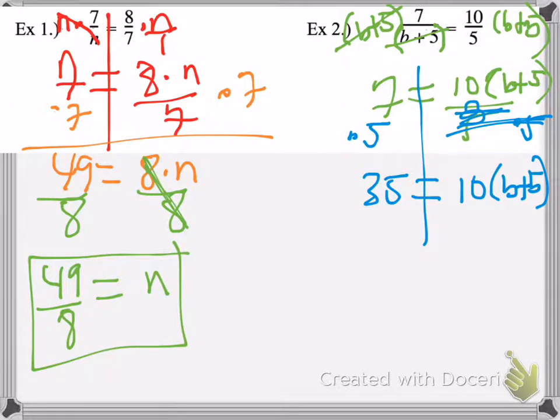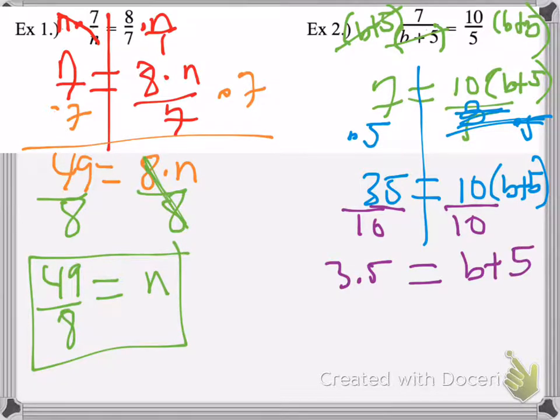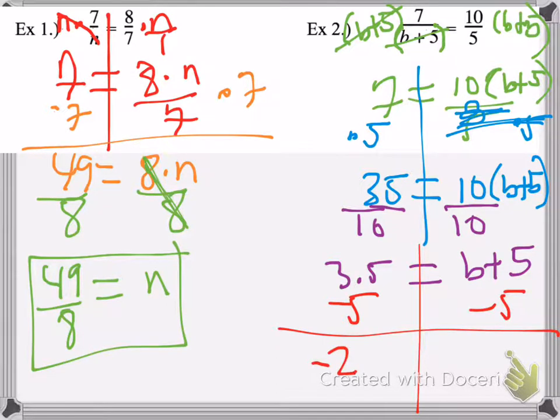So I'm going to divide both sides by 10, divided by 10, divided by 10. That makes this 3.5 equals b plus 5. Whoops, that doesn't look like a 5. There we go. And we solve it by subtracting 5 from both sides. So 3.5 minus 5 is negative 2.5, and that equals b.